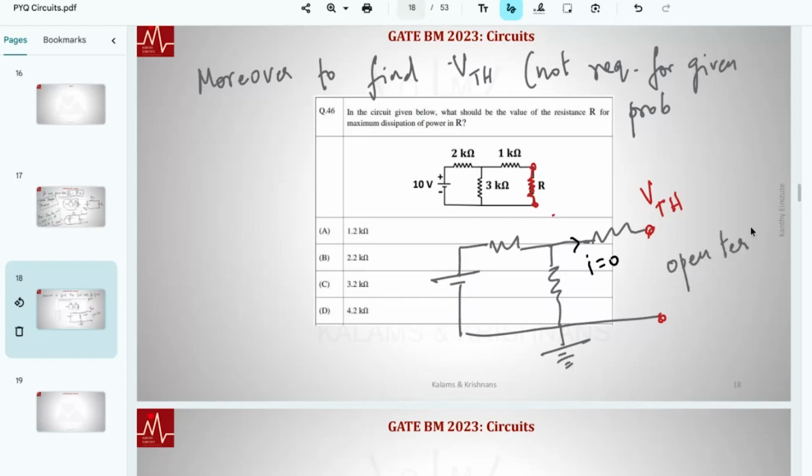To find VThevenin, you have to open terminal across the load. So we have opened it. Current there is nothing. It's not connected. Current cannot flow. For that reason, this is also VThevenin. These two are one and the same. And this VThevenin is fairly easy to find. You have 10, you have 2, you have 3. Can someone tell me what is VThevenin?